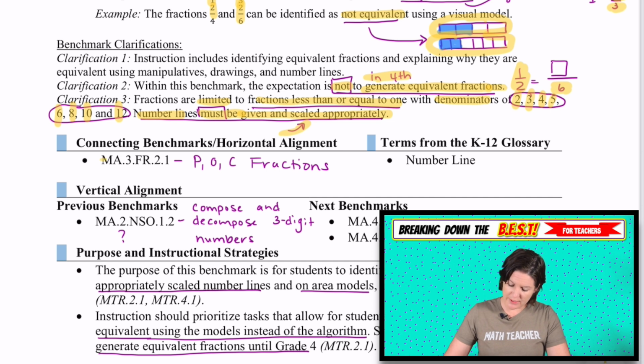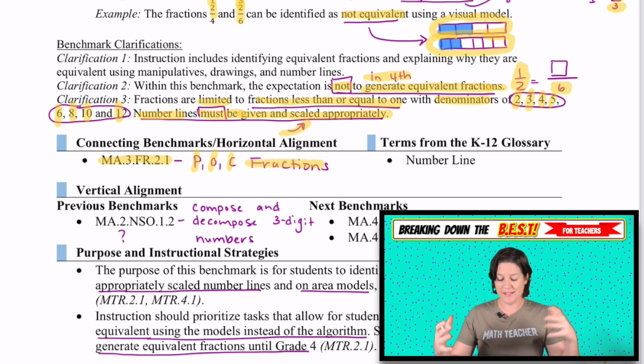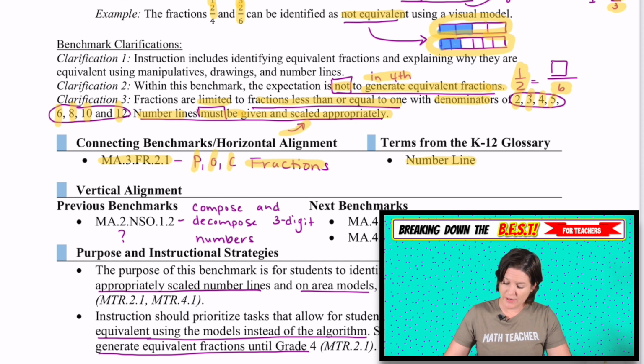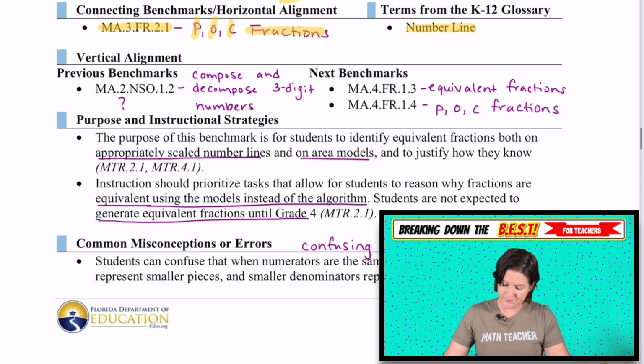Okay, so this benchmark connects with the last benchmark, 3.FR.2.1. That is the plot, order, and comparing fractions. You can see it goes nicely because if they're not equivalent, that means that one is greater or less than the other. And the term provided here is the number line. We'll be using lots of number lines in this one.